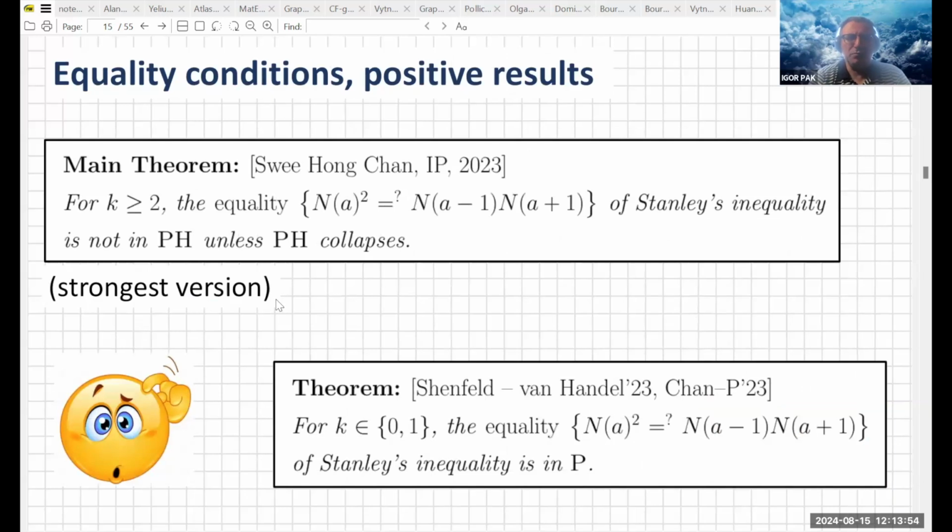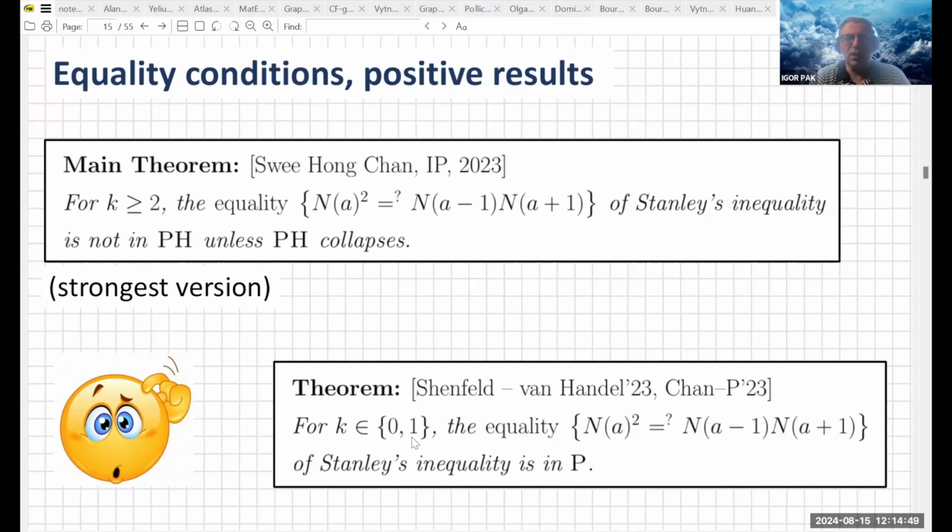Okay, so now I want to go to the positive results, and this links to results that Sui Hong talked about last time. So here I'm repeating the theorem from above, but there's one caveat that we need to mention. Remember, we fix k elements on which our linear extension has fixed values, elements z1 up to zk and values c1 up to ck, but there is k greater than or equal to 2 as an assumption. So it's natural to ask what happens when k is equal to either 0 or 1. And it turns out that in this case, equality conditions are easy. By easy, I don't mean actually easy; I mean the equality condition can be described easily. So the description is not too long.